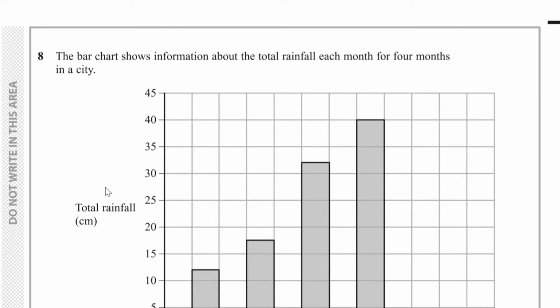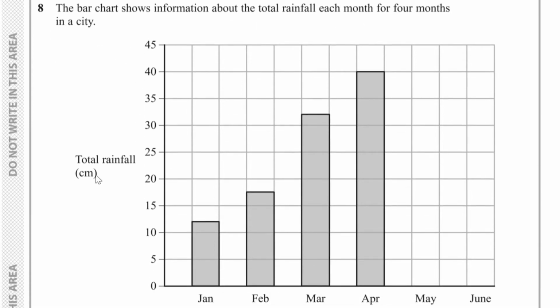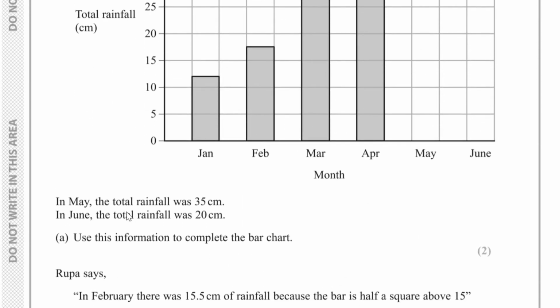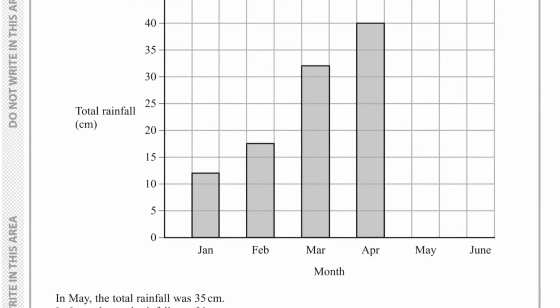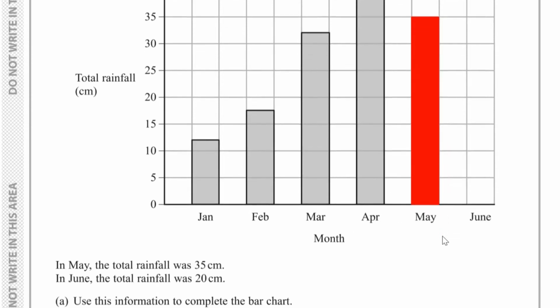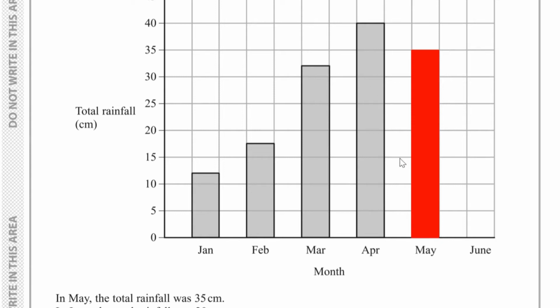Question number 8. A bar chart shows information about the total rainfall each month for 4 months in a city. We've got the total rainfall in centimetres, and then we've got the month. In May, the total rainfall was 35 centimetres. In June, the total rainfall was 20 centimetres. For part A, we have to use this information to complete the bar chart. So, in May, we've got 35 centimetres. And then in June, we've got 20 centimetres. Here is the completed bar chart.